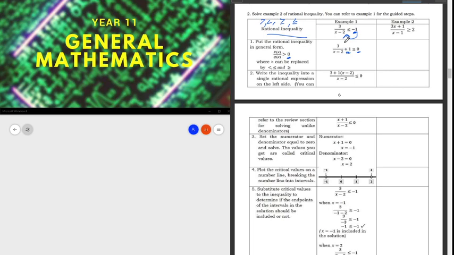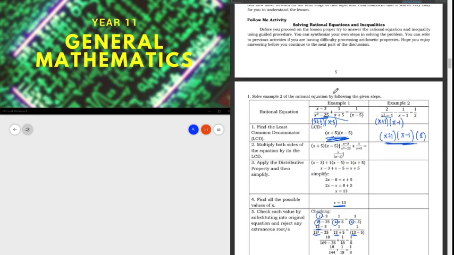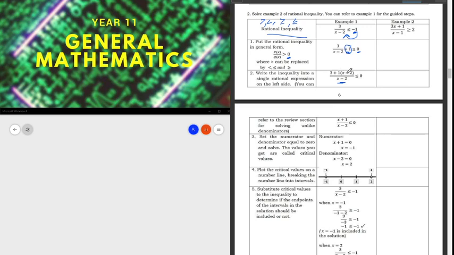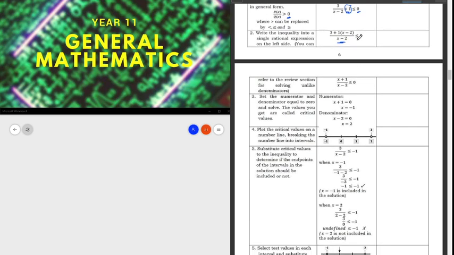Step 2, write the inequality as a single rational expression. In step 1, it's not single because we still have this plus 1 on the side. So what you're going to do is look for the LCD. That's why we have it here, because the LCD is helpful in answering inequalities. Okay, so we have now this one.